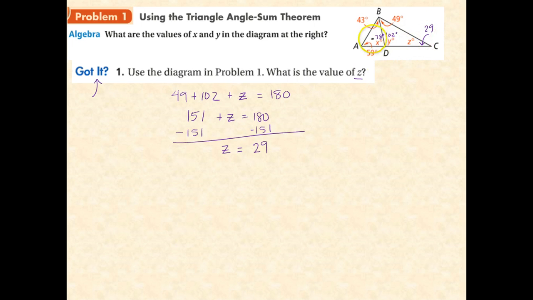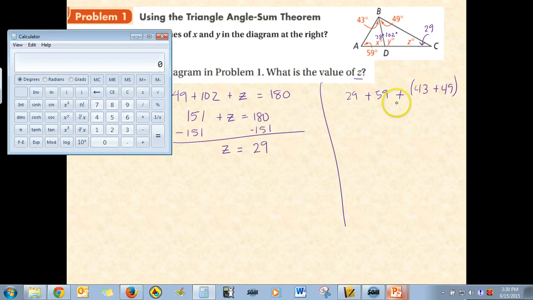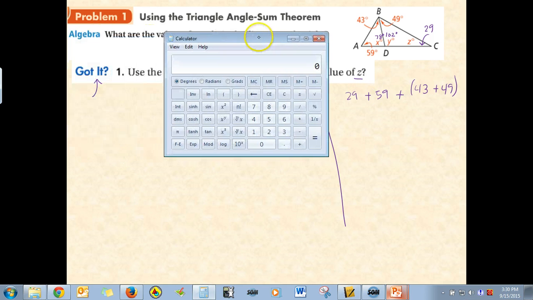And then just to double check, if we look at the giant triangle ABC, shouldn't 29 plus 59 plus this angle B, the big angle B, which is 43 plus 49, equal 180? Let's check. 29 plus 59 plus 43 plus 49.